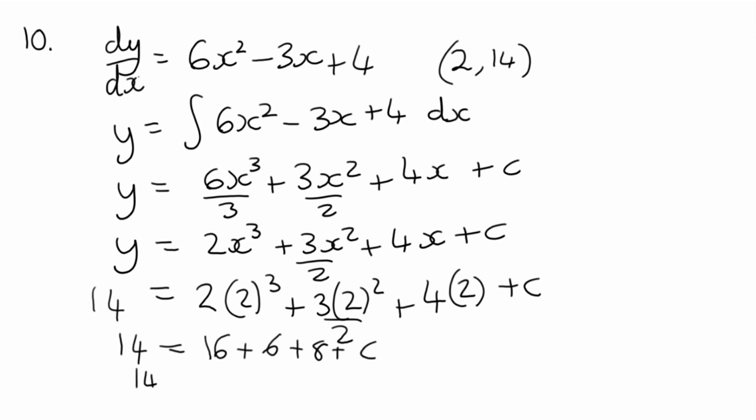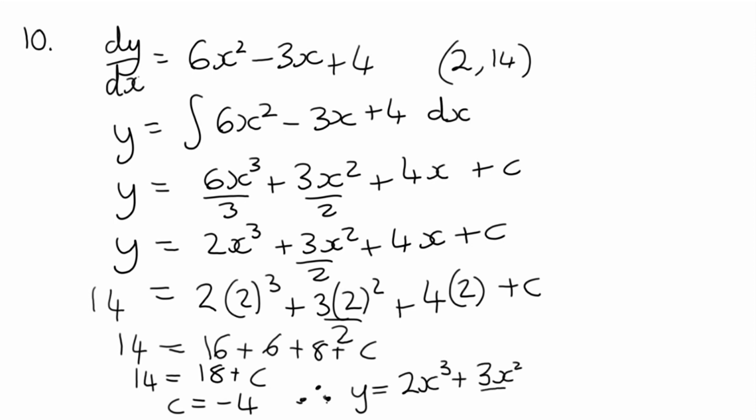Okay, so you're going to get 14 equals 18 plus c, so c is negative 4. And then you just want to write out your equation, but with your c in it. So y equals 2x cubed plus 3x squared over 2, or 3 over 2 x squared, whichever way you prefer to write it, plus 4x minus 4. And that's us. Done question 10.